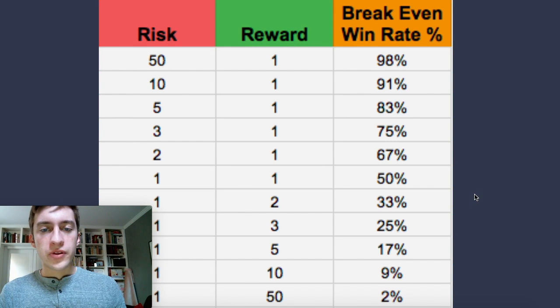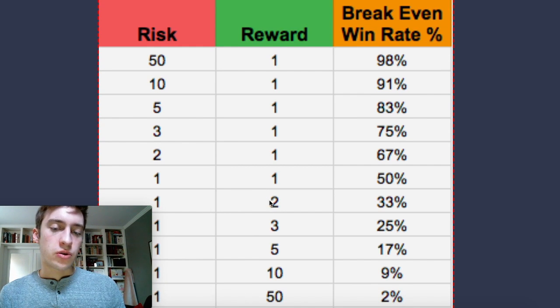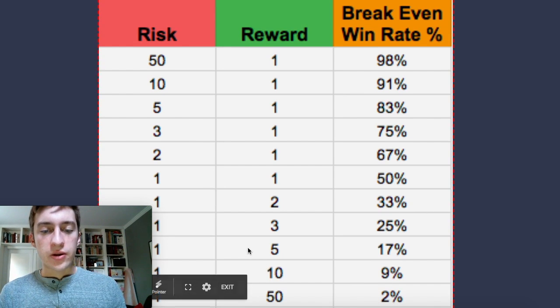All you need to do is just add your risk to your reward. So let's do an example together. To get our break-even win rate for risking 1 to win 2, we're going to add 1 plus 2, which is 3, and then divide our risk: 1 divided by 3 is 33%. And we can do that here too.